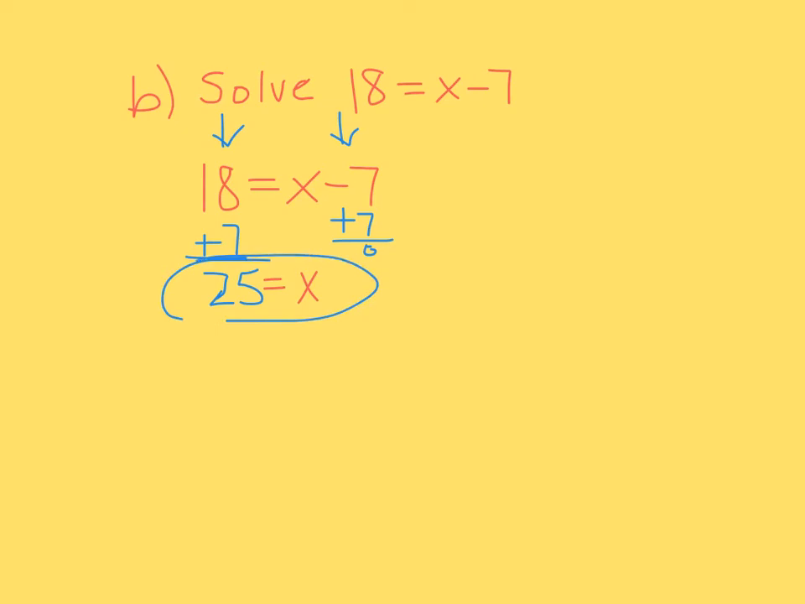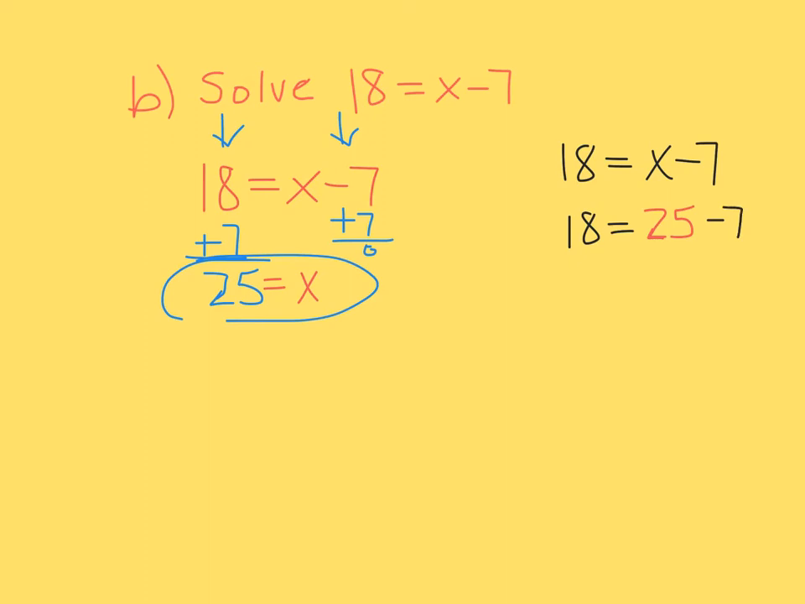So now I just do a quick check. I rewrite out my original problem. 18 equals x minus 7. And then I just simply fill in what I had. So I had 18, that stays the same. My x, what I'm telling you is that x equals 25, so that's what I'm going to add in over there. So I put in my 25. And I subtract it from the 7 that's over there.